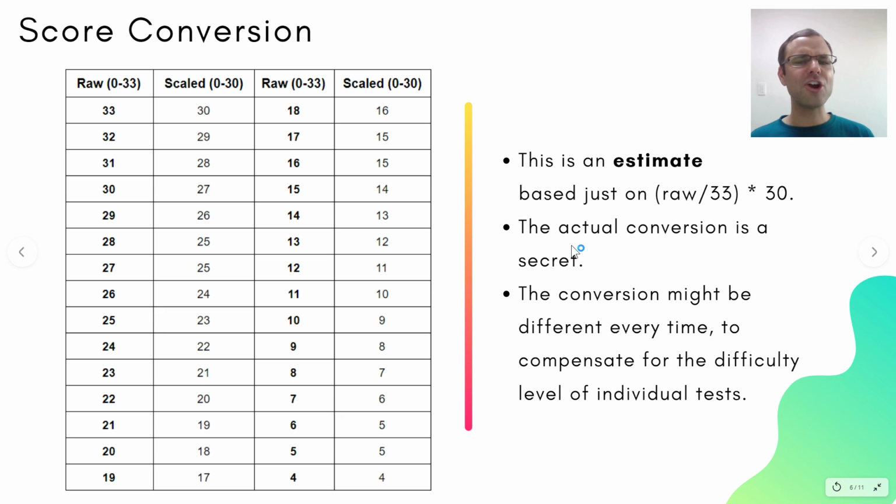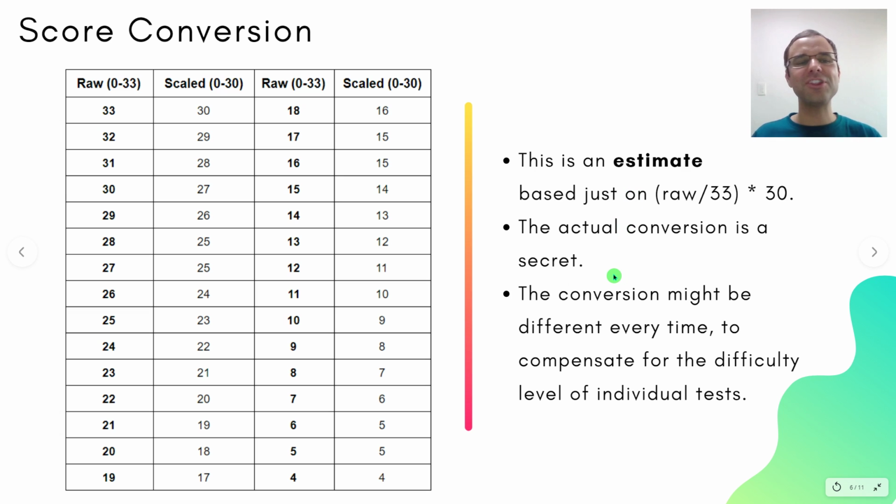Here is a chart of how I think the scores are converted. As you can see, if you get 32 points in the raw score, that usually converts to 29 points on the actual score report. If you get 25 points on the raw score, that generally converts to 23 points on the score report. Now, this is just an estimate. It's just based on math. There's nothing fancy that went into this.